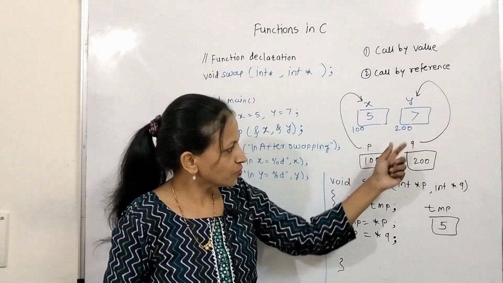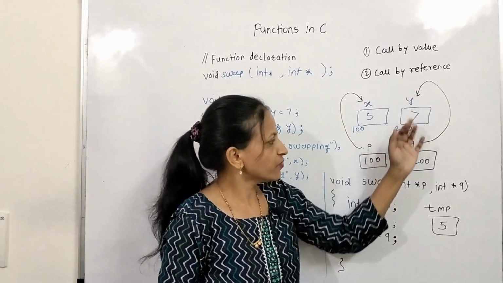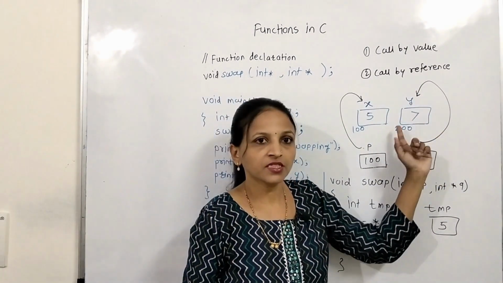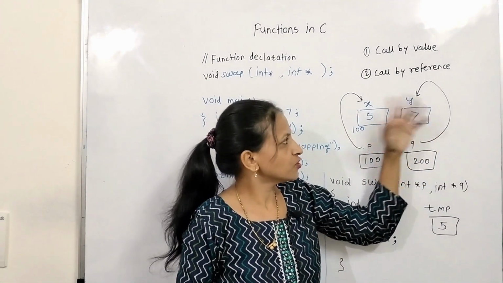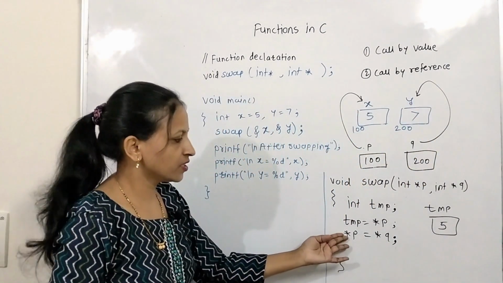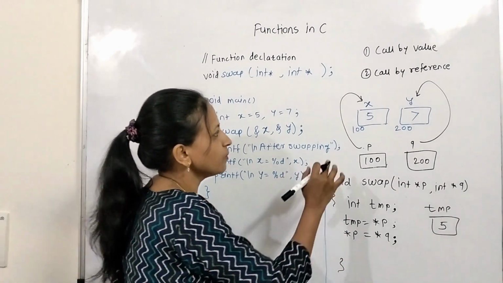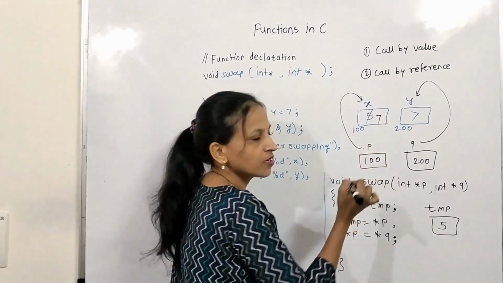Okay, star P equals star Q means what? Value at address Q, that is nothing but 7. That is nothing but the value of Y. Okay, means X equals Y, that we are writing here indirectly. Means X will become 7.